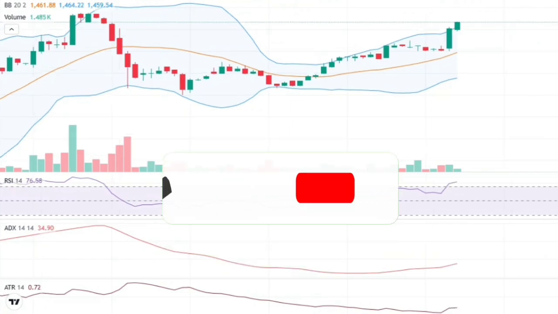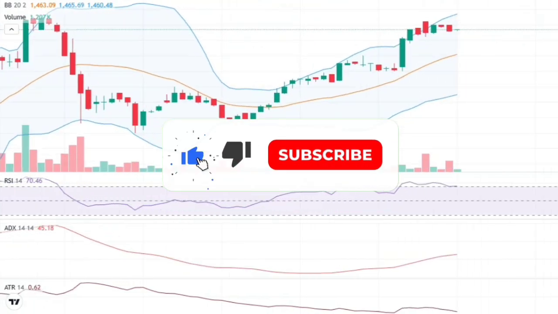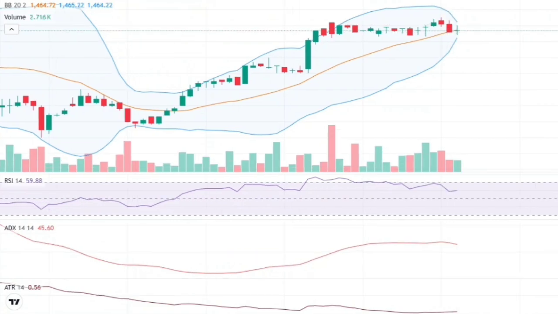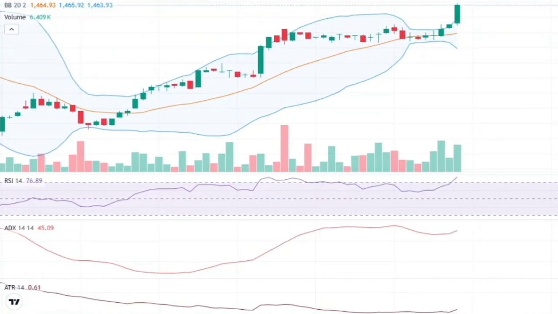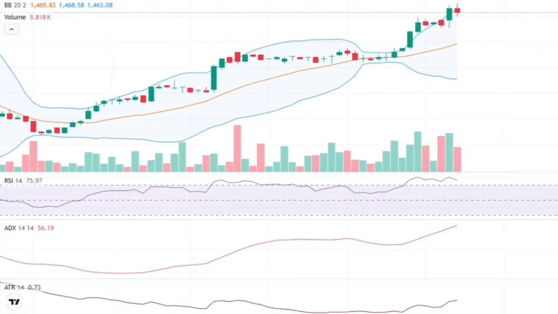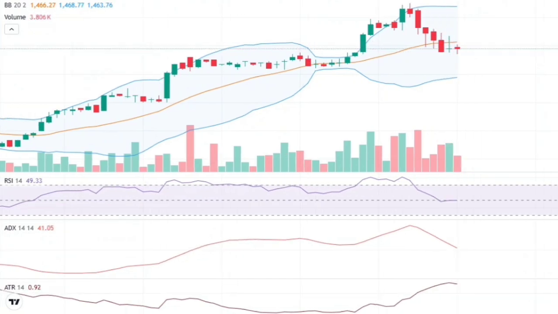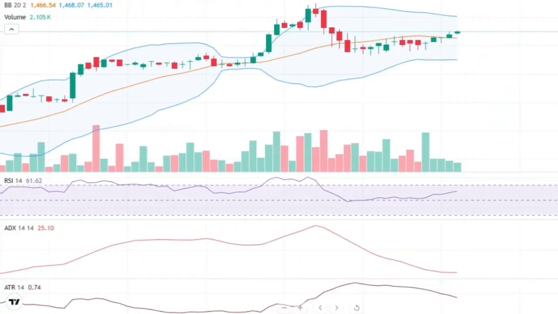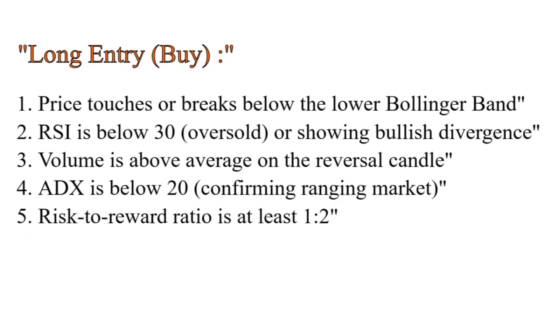Part 3. Entry and exit rules. Now let's get into the specific entry and exit rules. Remember, these are guidelines. You'll need to backtest and adjust based on your market and time frame. Scenario A: ranging market, ADX below 20, mean reversion. When ADX is below 20, the market has no strong directional bias. Price tends to oscillate around the mean. This is where mean reversion strategies work best.